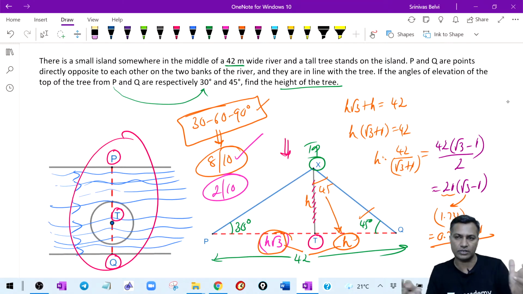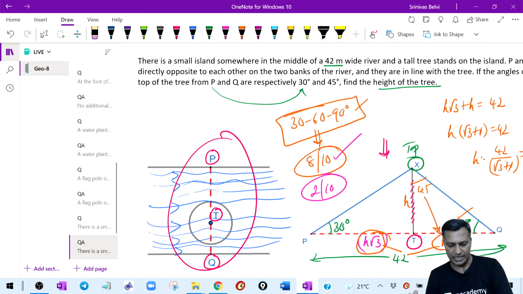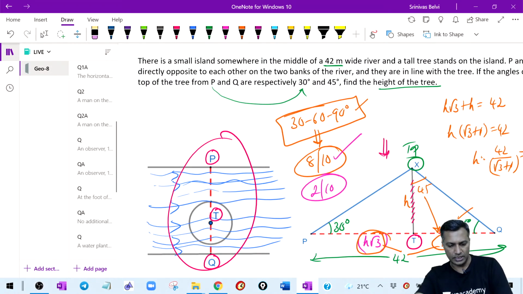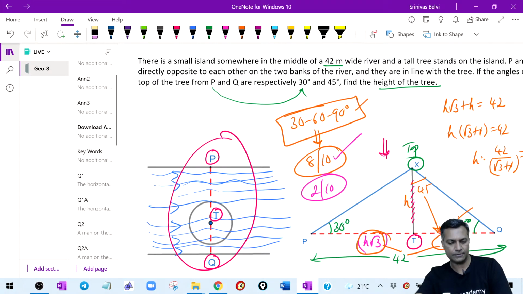Don't ignore them. For that, you have to know sin(A+B), cos(A+B), or sin(A-B), cos(A-B), something like that. These are the things that you might have to be mindful about to resolve the remaining 2 out of 10 questions, right? Yeah, that's pretty much about today's discussion on this.